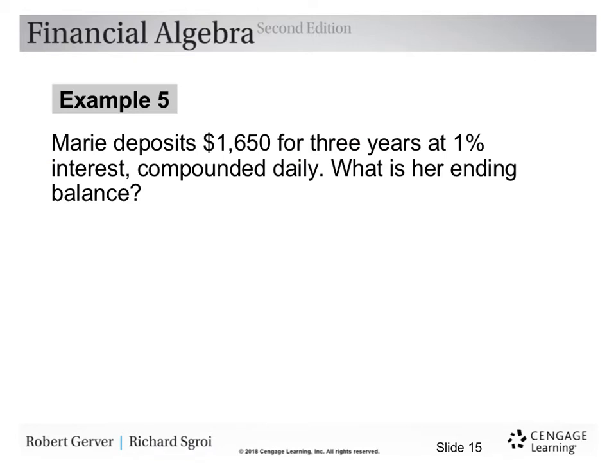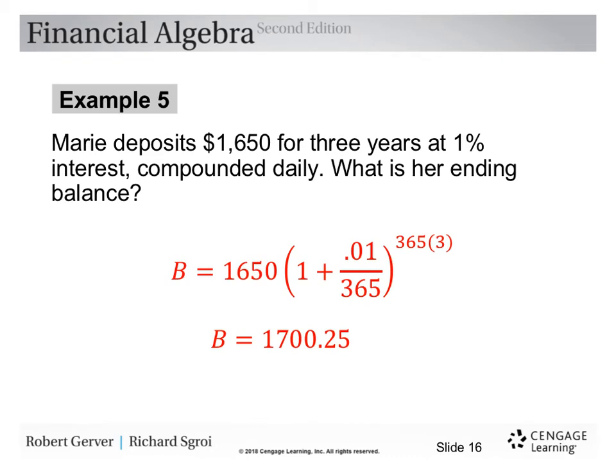All right, here's an example. Marie deposits $1,650 for 3 years at 1% compounded daily. What is her ending balance? All right, so we're going to use the formula. Here's her principal, $1,650. All right. Daily, remember that's up here, daily. So therefore, this is 365, and this is 365. But notice, this is for 3 years. So we have to put the t in, which is 3 years.